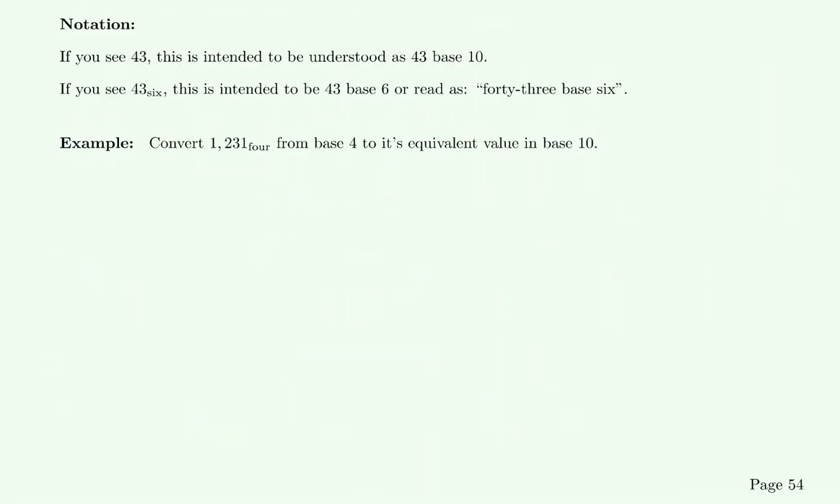Now first, a bit of notation. If you see 43, since there's no subscript, this is just to be intended as 43 base 10, which is what we might think of as our normal 43. That just means 40 plus 3. Okay. But if instead you saw 43 subscript 6, then this is intended to be considered 43 base 6, or you could read this as 43 base 6.